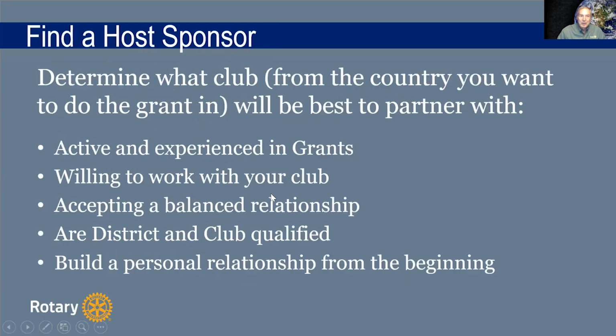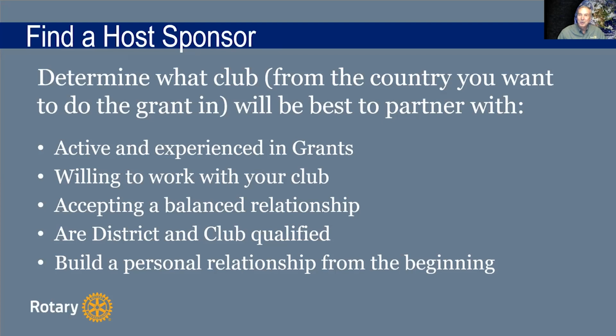Okay, now you got to find a sponsor in the host country. You want to figure out what's the best one to partner with. You want a club that's active and experienced. If you've got a country where there's a lot of projects and you've got a Rotary club you're thinking about working with and they haven't done any projects, that's not necessarily a good sign. They should have some experience with grants. They should be willing to work with your club, and they ought to accept a balanced relationship.